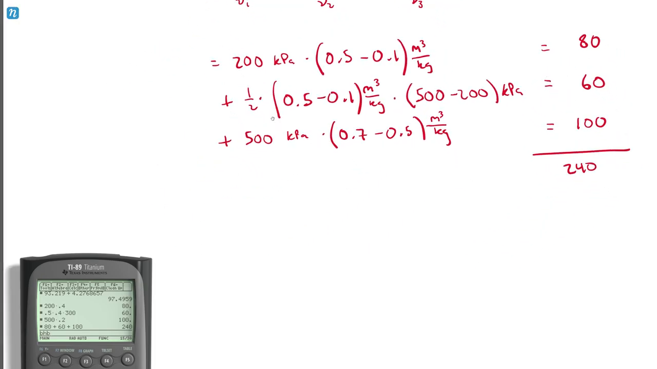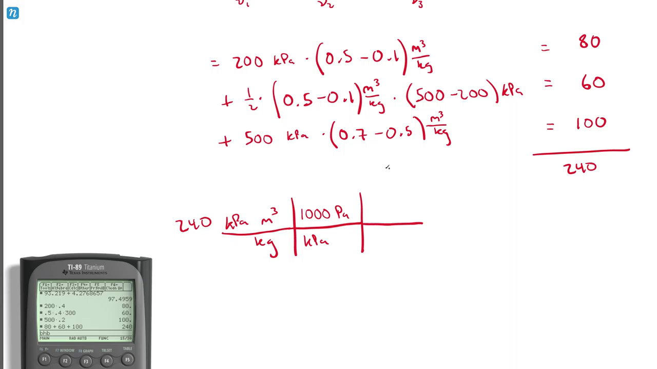Now the question becomes, what are the units on that? Well, I know that I have kilopascals times cubic meters per kilogram. So when I add all of these up, this is actually 240 kilopascals meters cubed per kilogram. Now let's think about what that means. A kilopascal is 1,000 pascals. And a pascal is defined as being a newton per square meter.